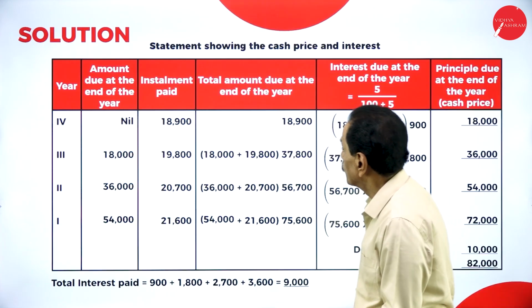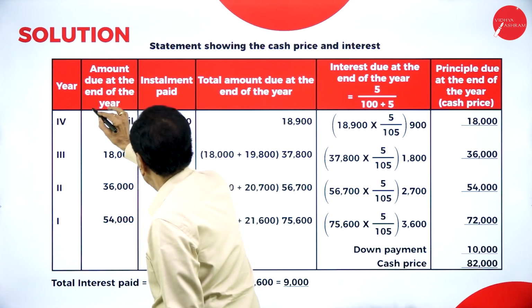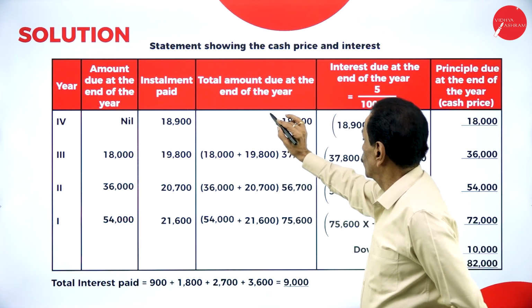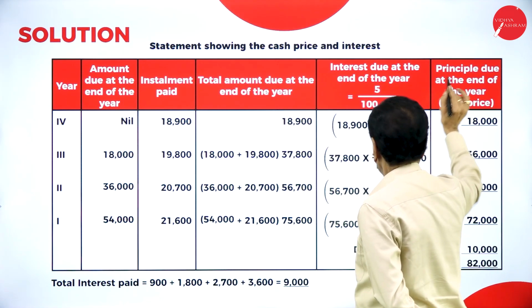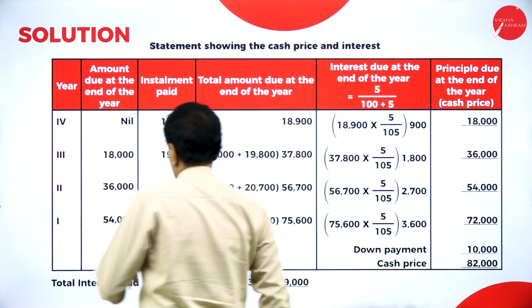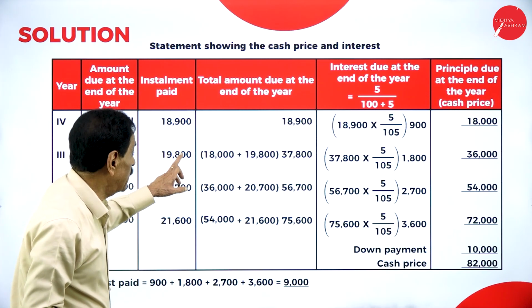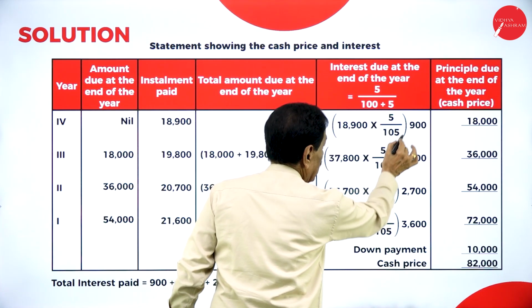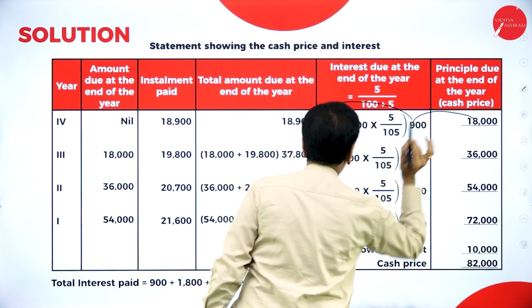So we'll move on. Statement showing the cash price and interest. Year, amount due at the end of the year, installment paid, total amount due at the end of the year, then interest, then principal money. Fourth year, at the end of the year, nil. How much he paid? 18,900. Interest on 18,900, 5 by 105, is 900. Deduct this. It becomes 18,000.